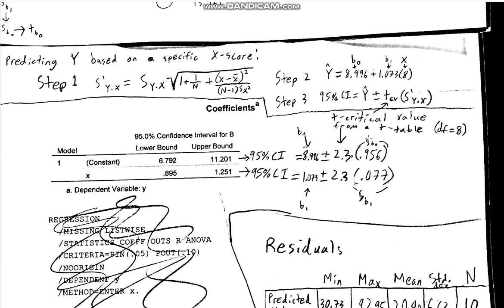And then multiply that by the standard deviation of b sub 0. And then for b sub 1 or x, you would do the exact same thing, same critical value, but just replace it with b sub 1 and standard deviation of b sub 1.